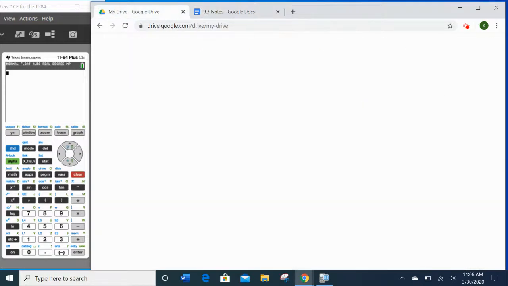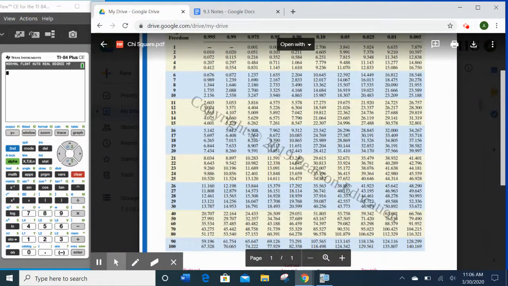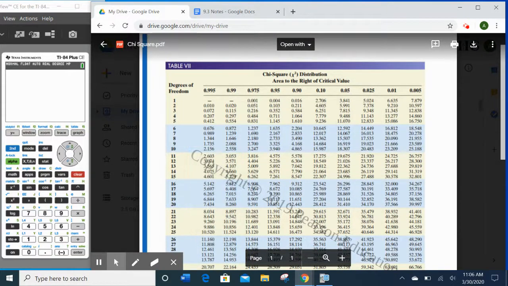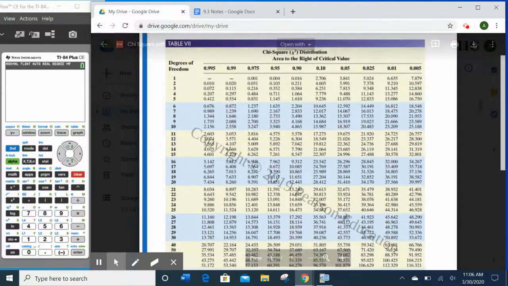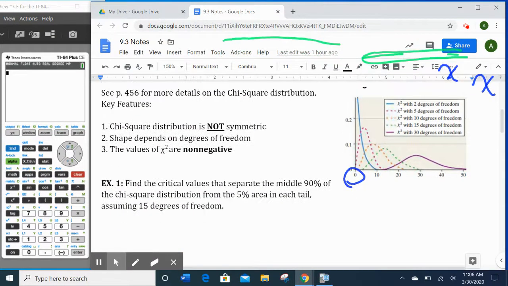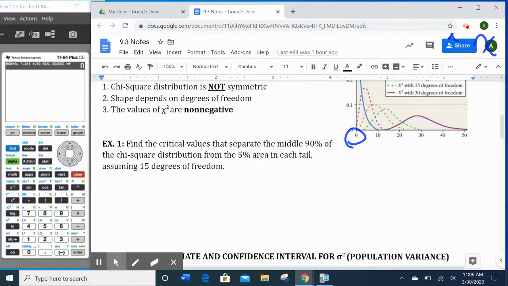So I have pulled up something that I posted on your Google Classroom, which is the chi-square distribution chart. We will use it to find different critical values on the chi-square. Example 1 says find the critical values that separate the middle 90% of the chi-square distribution from the 5% area in each tail, assuming 15 degrees of freedom.